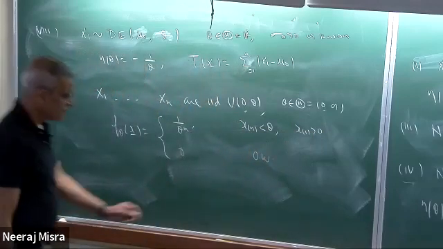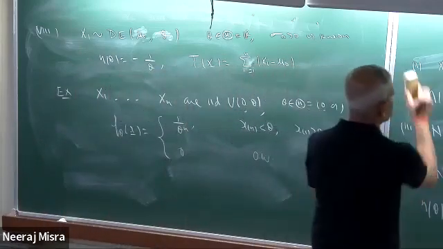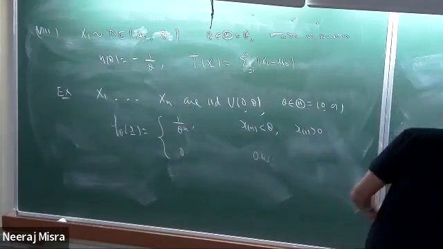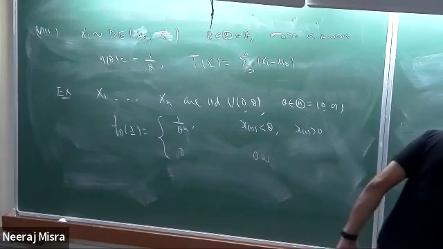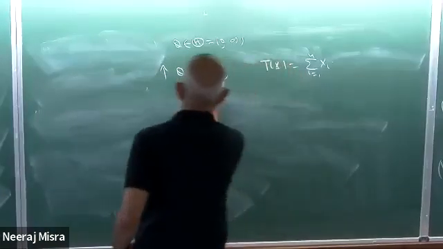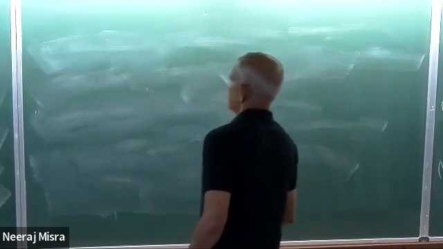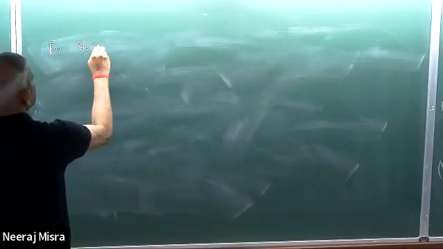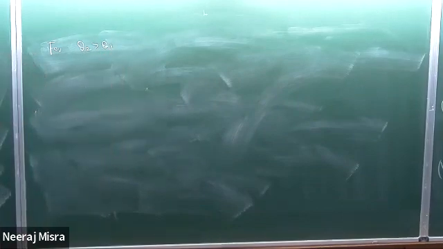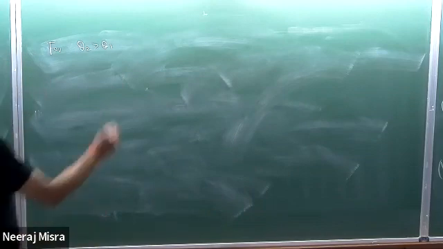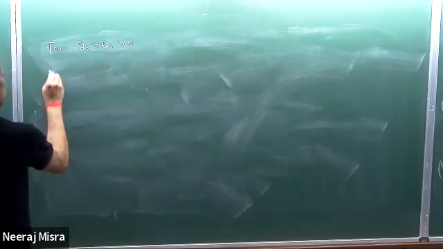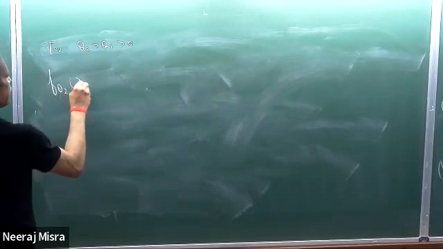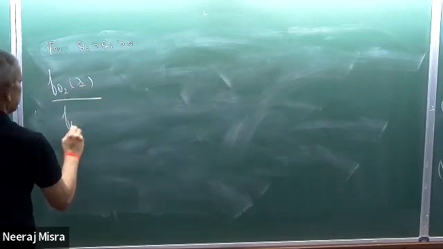Let us consider theta 2 greater than theta 1. And of course, they have to belong to the parameter space. That means both should be greater than 0, right? So for theta 2 greater than theta 1 greater than 0, f theta 2 x upon f theta 1 x.